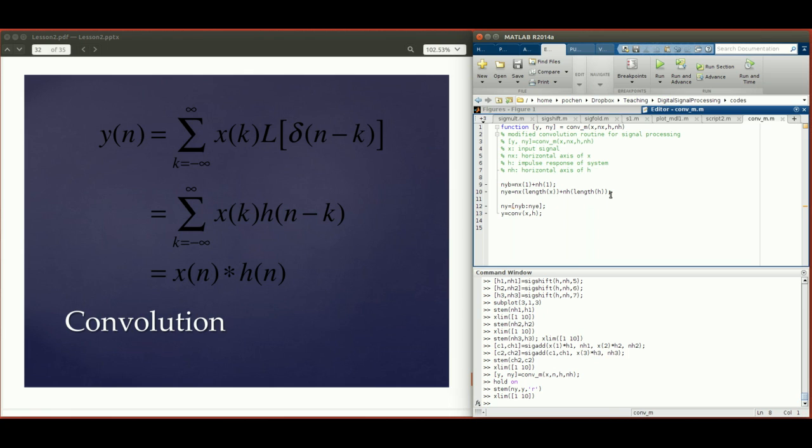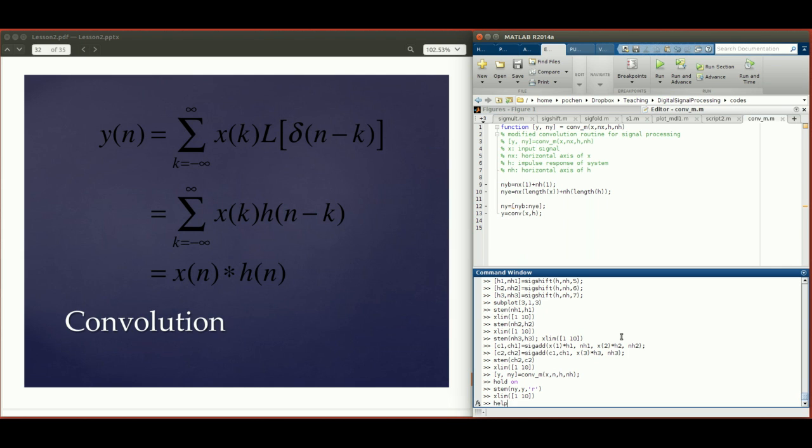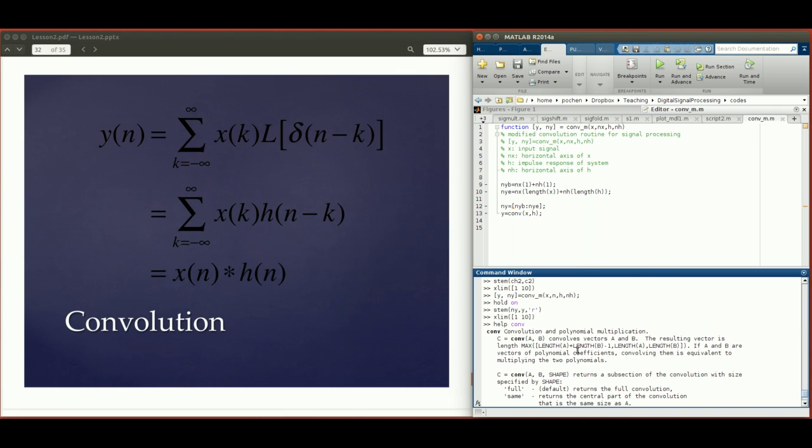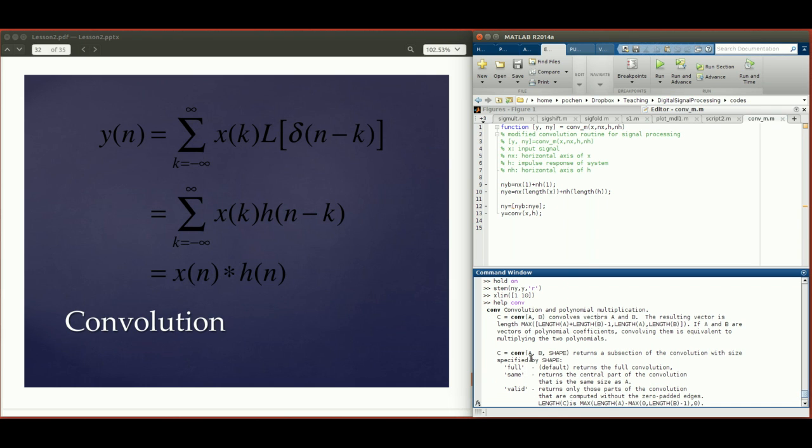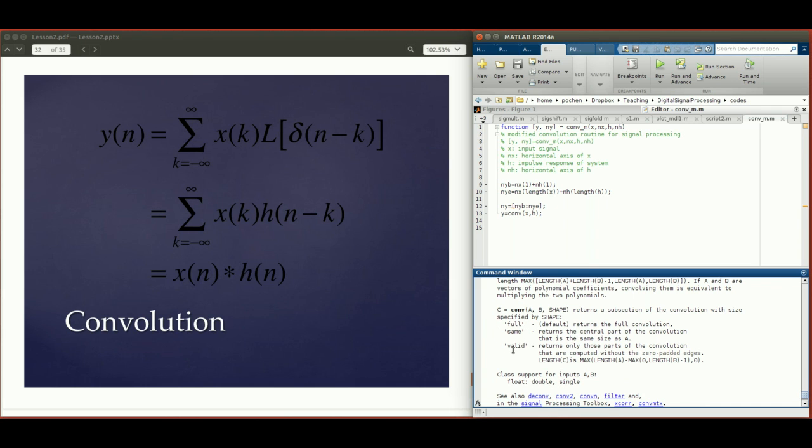And then let's try to look at the lines, right? The most important line is, of course, this particular line. It's actually doing the convolution by calling the Matlab intrinsic function that's called conv, right? And if you type help conv in the command window, it's going to display convolution and polynomial multiplication. So it's going to convolve vectors a and b. It's just going to do a convolution of two vectors or two signals, basically, right? And you can also give it some options.